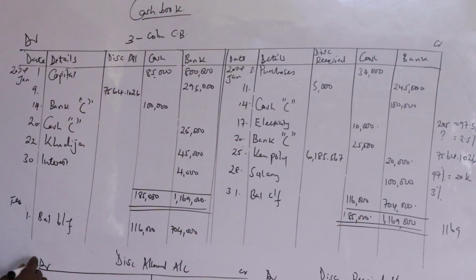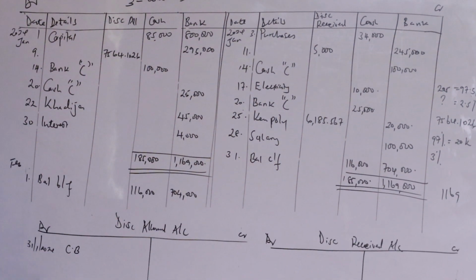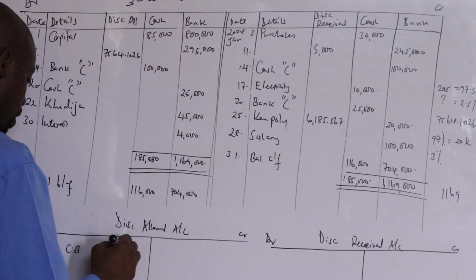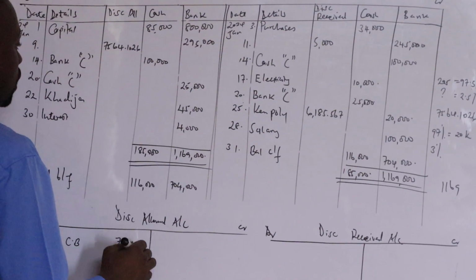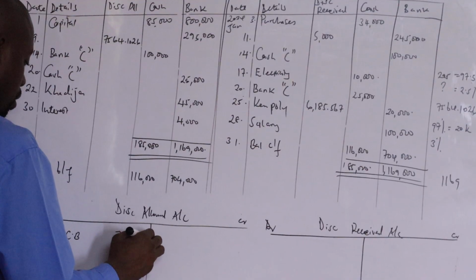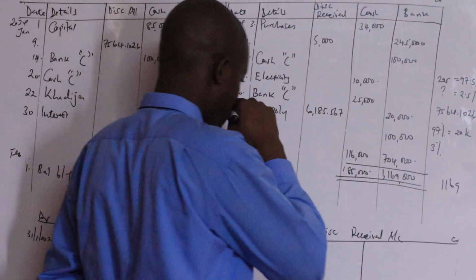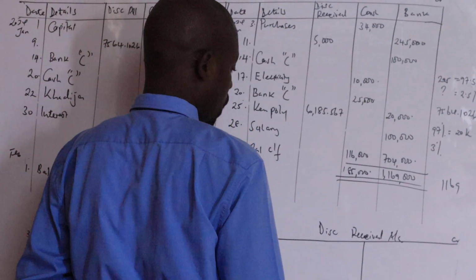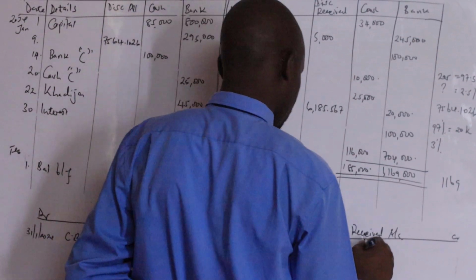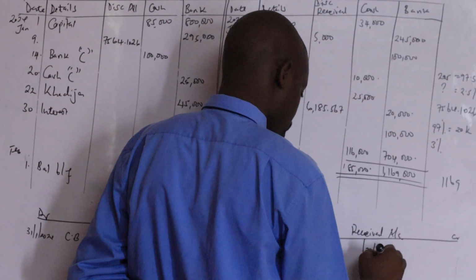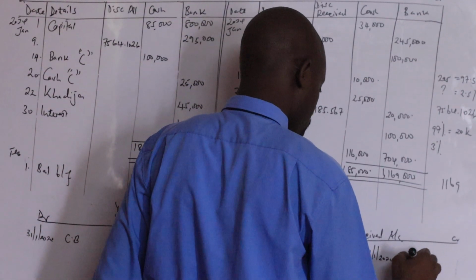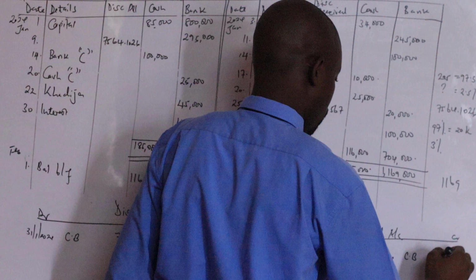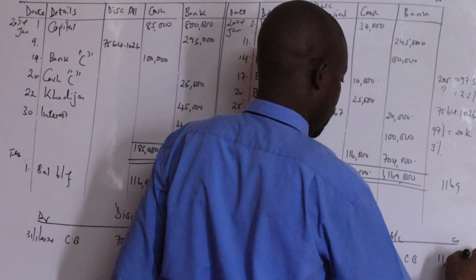That is on the last day of the month. I can write it as 31st January 2024, cash book. Then the amount is 7,564.1026. This other one is on the credit side. To shift it, I will debit the cash book and credit the discount received. So on 31st January 2024, right here, cash book, that is 11,185.567.